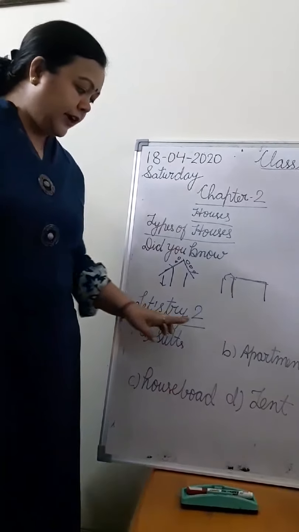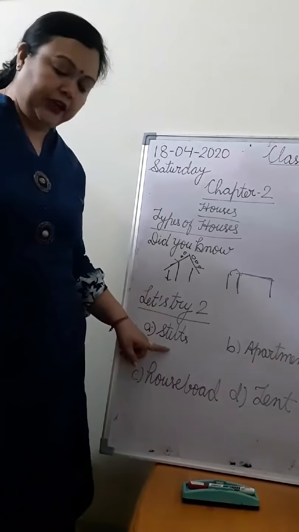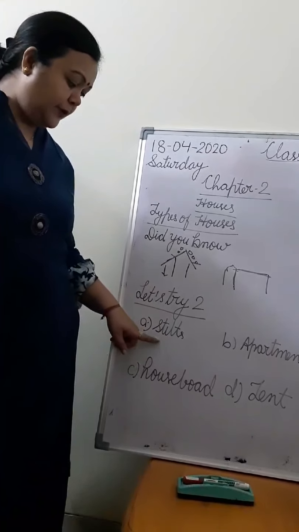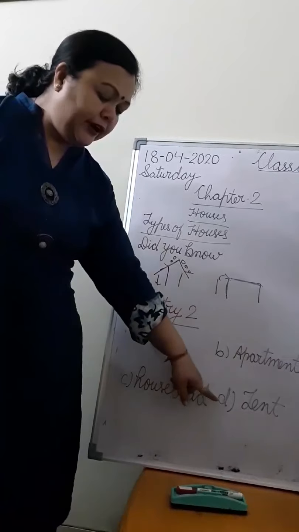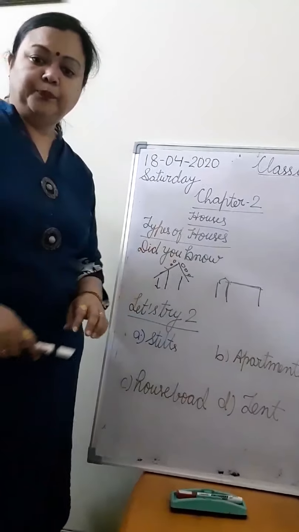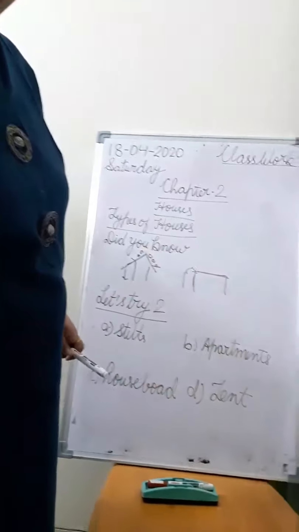You write, let's try. Then A is a stilt, a stilt type of house. B is an apartment. C is a houseboat, and D is a tent. Okay, so let's move to let's try 3.